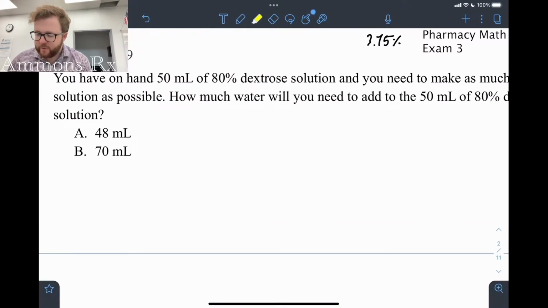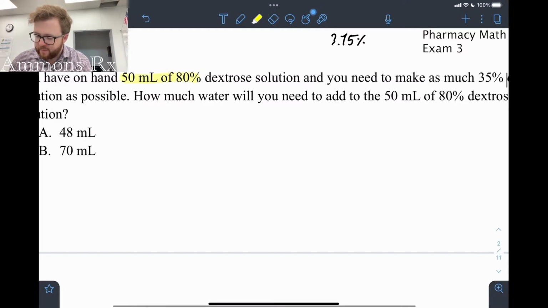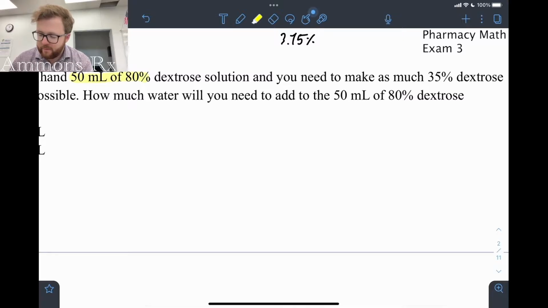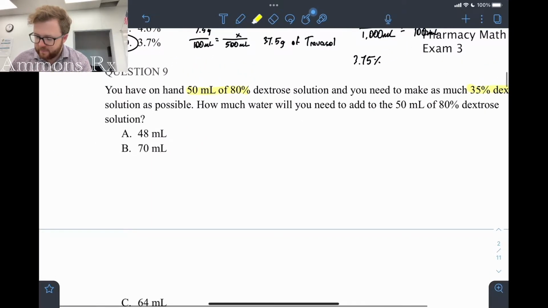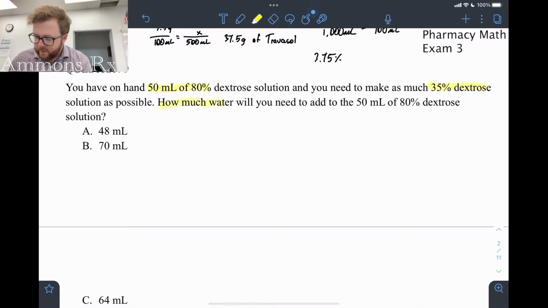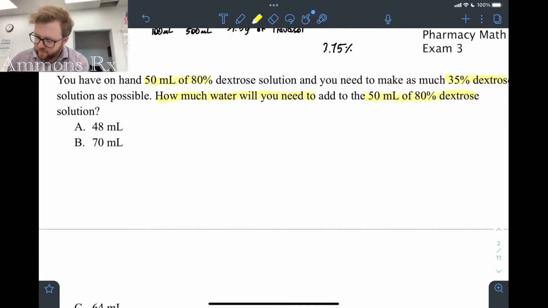In this problem, this is sort of a limiting stock problem because you have 50 mils of 80%. You're going to need to make as much 35% as possible. How much water will you need to add to the 50 mils of 80%? So basically what this comes down to is the fact that you only have a certain amount of drug. So first step of this problem is figuring out how much drug that is.